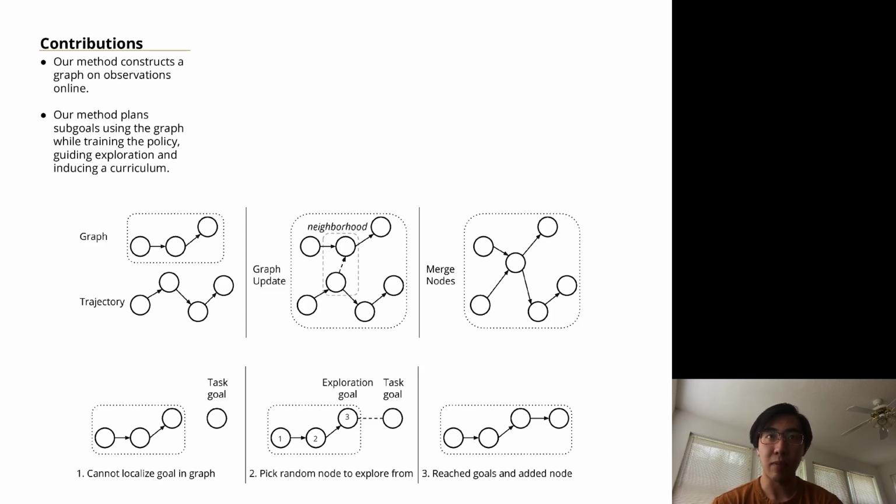So if the task goal cannot be localized in the graph, then our method selects a random node to explore to. The policy returns to the states it has already visited and then begins exploration. If the task goal is achieved, then a node is added to the graph. Note that the task goal is a longer horizon goal, so it would be difficult for the agent to reach if it was just doing random exploration from the starting point.